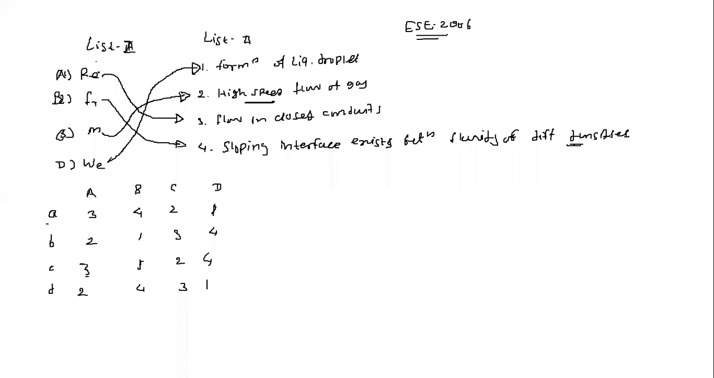So now we have to find out the pairs. A is related to the third one. A as a 3, B as a 4, C as a 2, exactly. C as a 2, and D is matching with 1. So which option is correct now? Option A. Option A is the correct one. That is 3, 4, 2, 1. 3, 4, 2, 1. This is about the solution for this example.